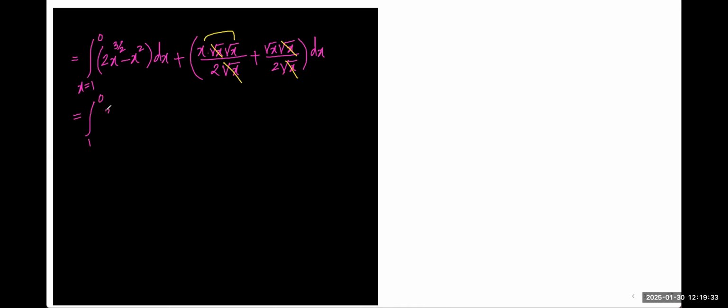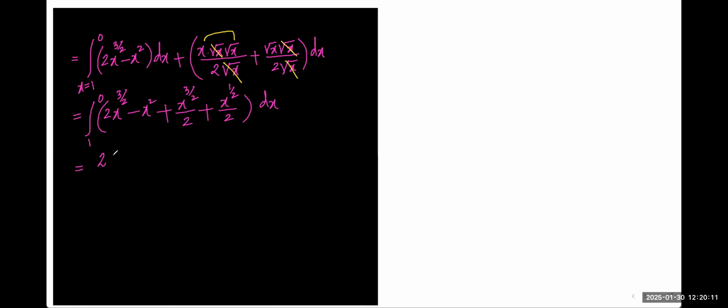1 to 0, 2x to the power of 3 by 2 minus x square. I'm taking dx common now, plus 1 plus 1 by 2 is 3 by 2, means x to the power of 3 by 2 divided by 2, plus x to the power of 1 by 2, root means 1 by 2, divided by 2. And now we are taking what? Dx form. You can integrate here also. Otherwise, there is one more step you can do if you want to. I think we should integrate here only. No need to go for another step.